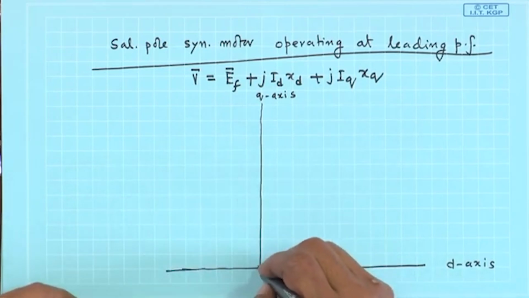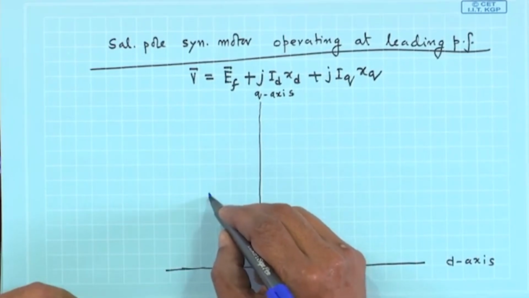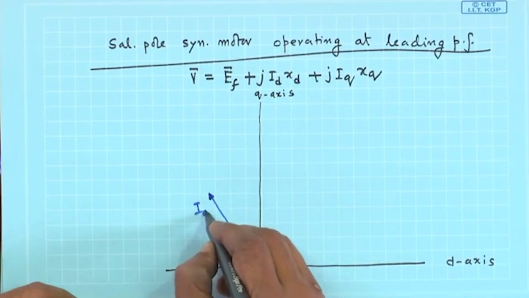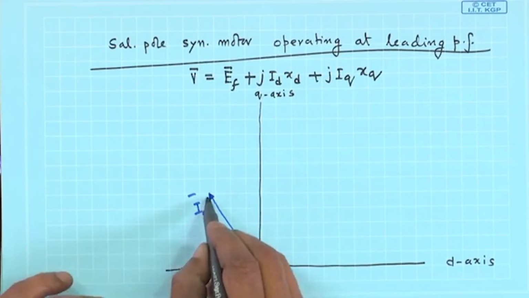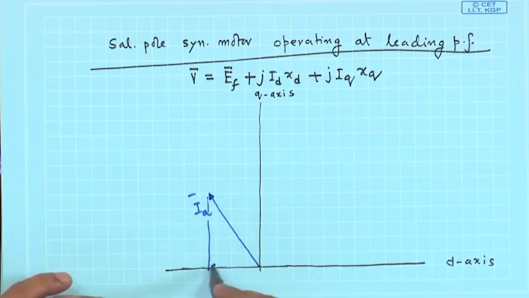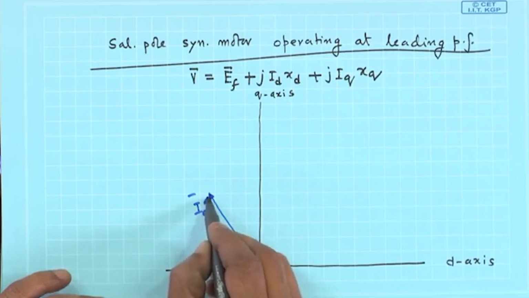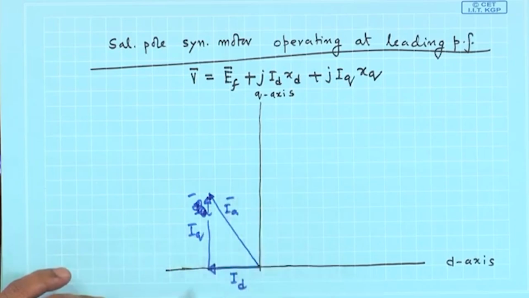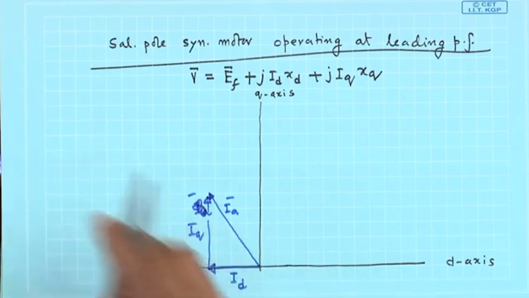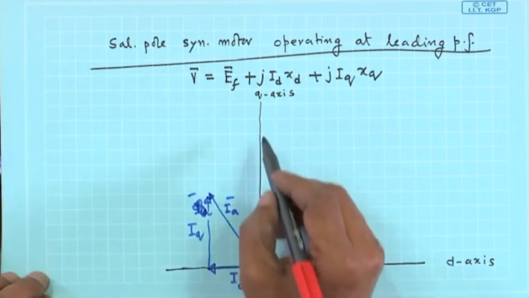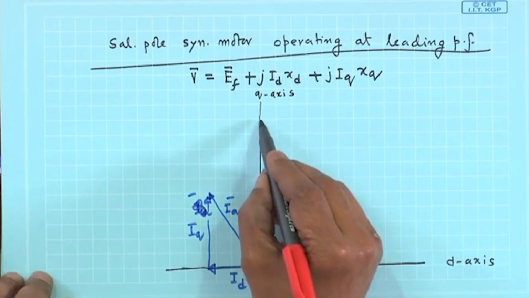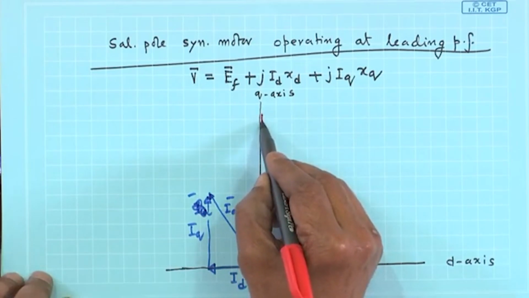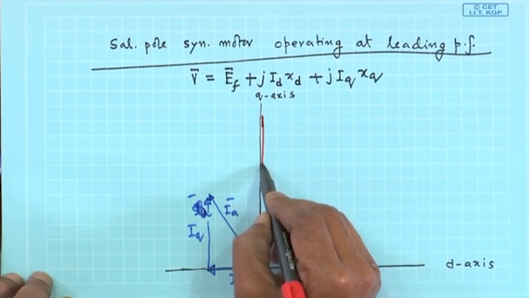So, you draw the current first. Suppose this is your armature current. If this is my armature current, then I know its D component is this way and Q component, this is IQ and this is your IA, and this is the internal power factor angle psi. Now, suppose I say this is my EF.